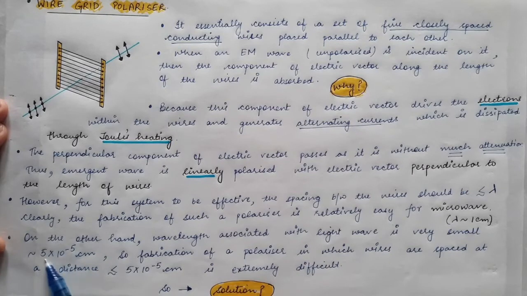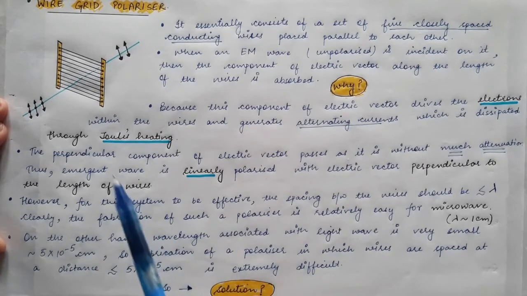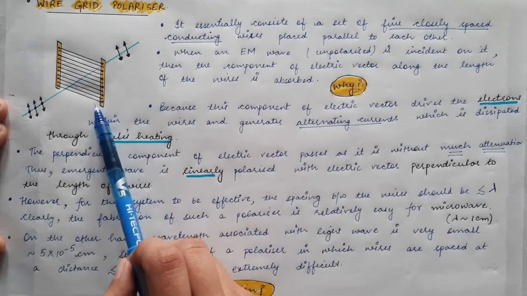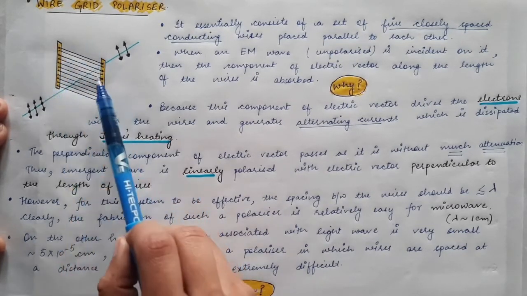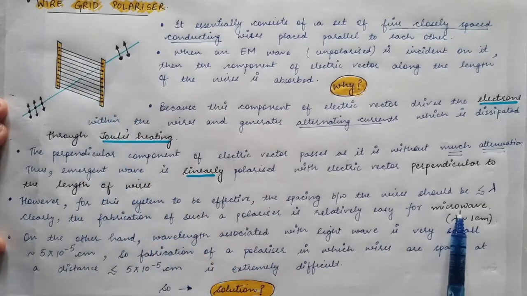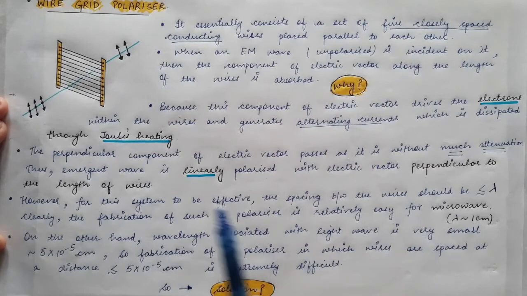Due to this, the fabrication of the wire grid polarizer to polarize the light wave is very difficult. Fabrication of a polarizer in which the wires are spaced at a distance less than 5 into 10 power minus 5 centimeter is extremely difficult. So this wire grid polarizer cannot be constructed for visible light, whereas its construction is very easy for the case of microwave. This is the disadvantage of the wire grid polarizer that we were talking about earlier.